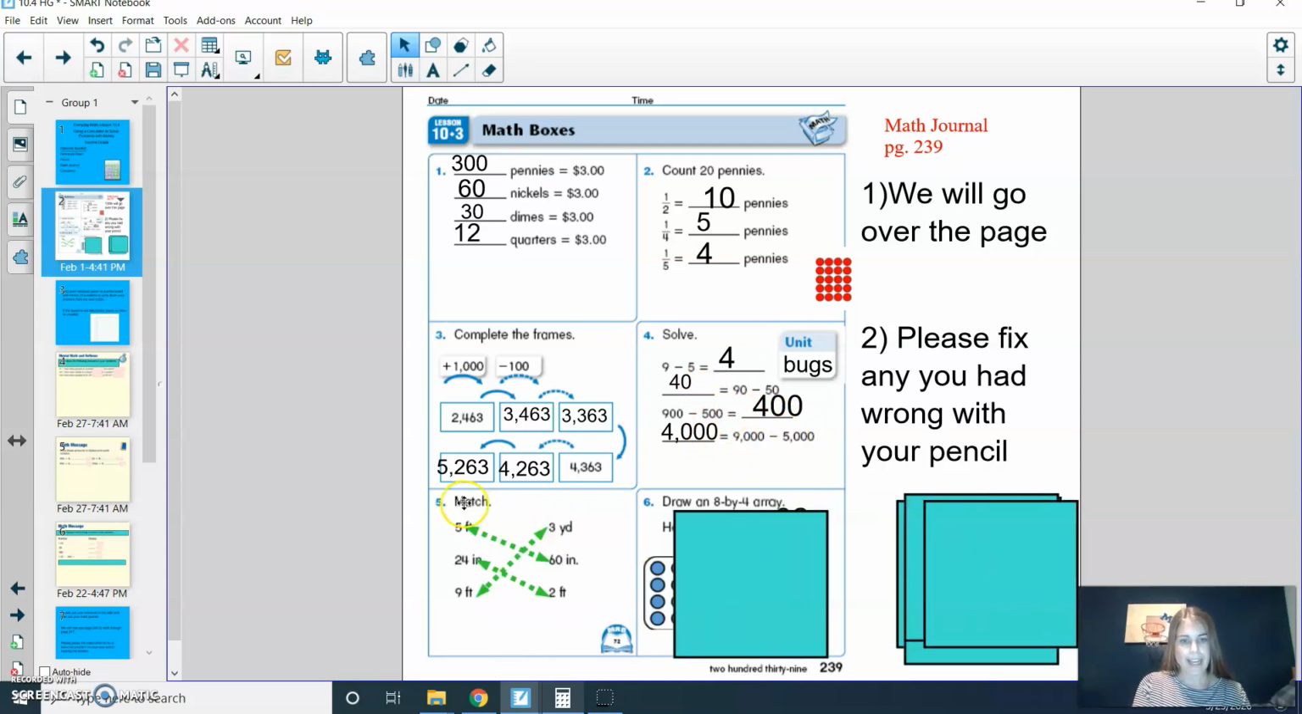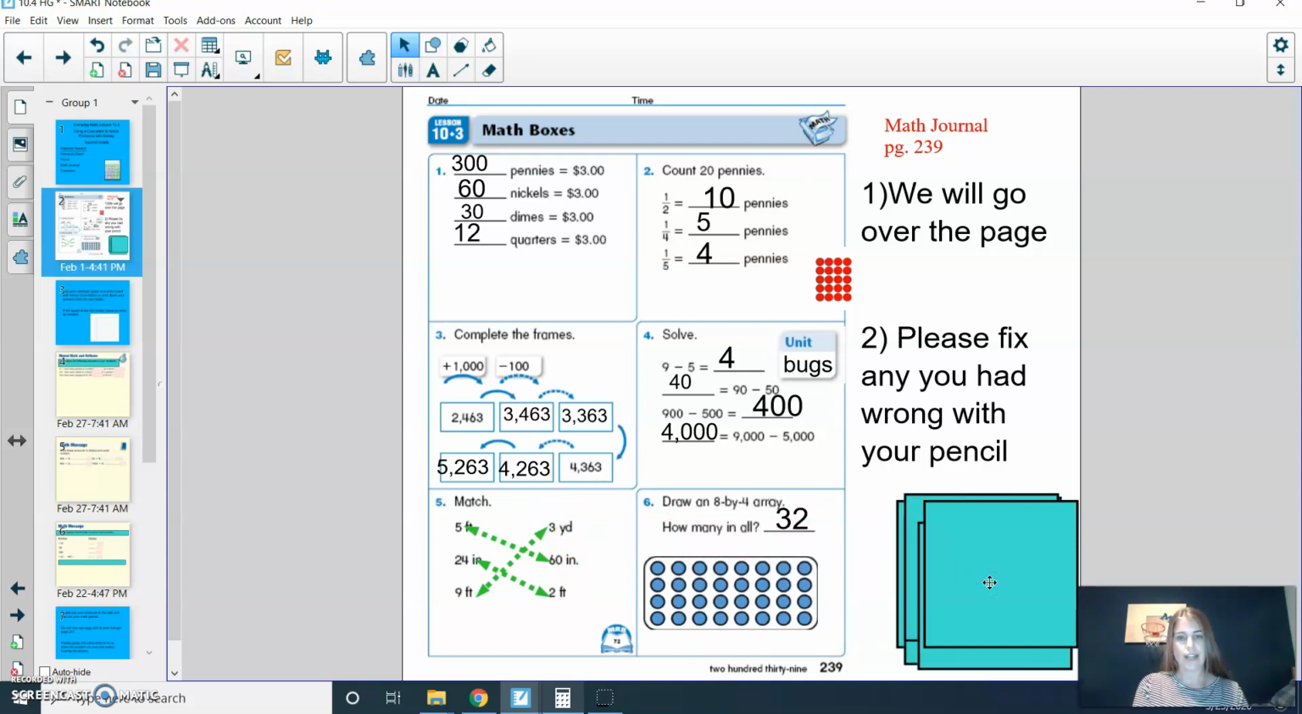For question number 5, 5 feet is the same thing as 60 inches. 24 inches is the same thing as 2 feet, and 9 feet is the same thing as 3 yards. And for question number 6, draw an 8x4 array. Notice how I have 8 going along the top and 4 down to get a total of 32 in all. Please double check, make sure that you have this all correct, and if you have any questions, you can ask someone at home or also ask your classroom teacher.